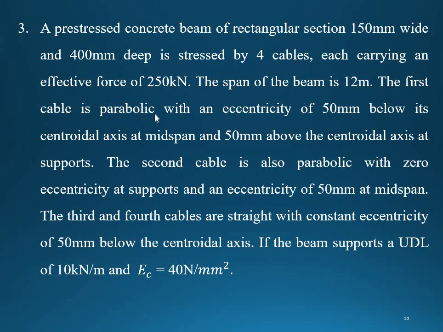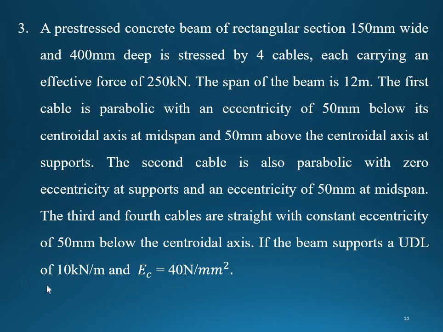The first cable is parabolic with an eccentricity of 50 mm below its centroidal axis at mid-span and 50 mm above the centroidal axis at supports. The second cable is also parabolic with zero eccentricity at supports and an eccentricity of 50 mm at mid-span. The third and fourth cables are straight with constant eccentricity of 50 mm below the centroidal axis.